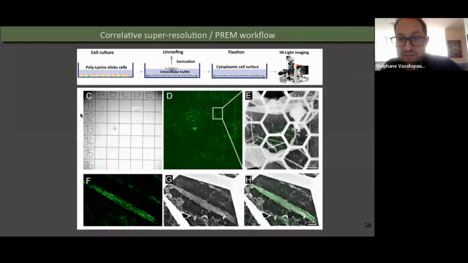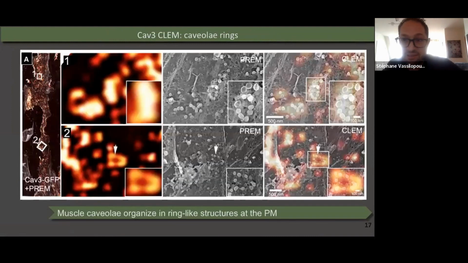And that allows us to trace the same cell that we have just imaged with super resolution, but then we can trace it all the way on the replica, and we can overlay the labeling for the caveolin-3, and we can see what are the structures that are labeled by these antibodies. And so, of course, the question was, what were these rings caused by? And to no surprise, we found that these rings were formed by a circular assembly of caveolae.